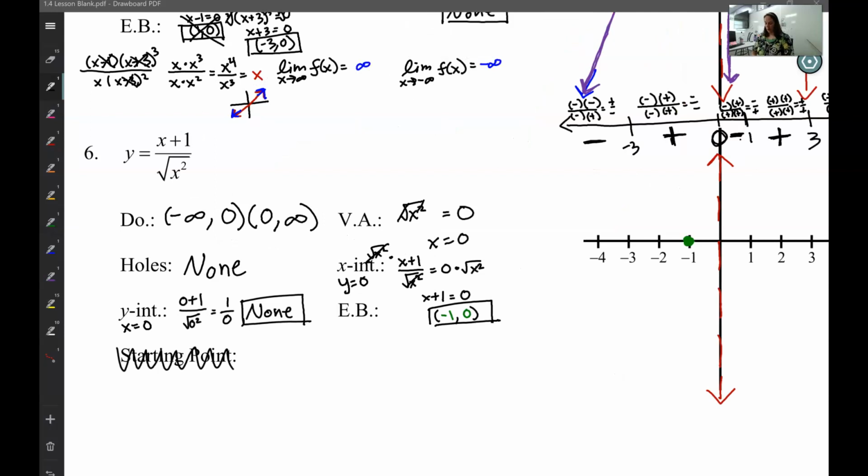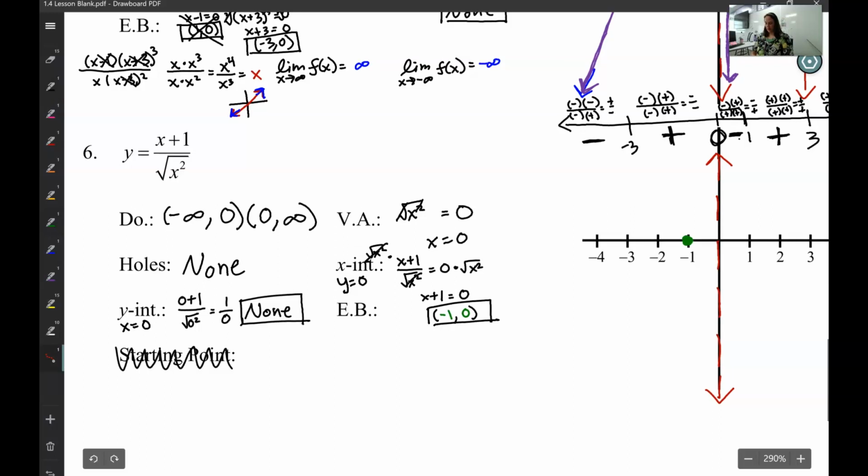Okay, for your y-intercept, set x equal to 0. So I have 0 plus 1 over square root of 0 squared. So simplify that. I got dividing by 0, so no y-intercept.